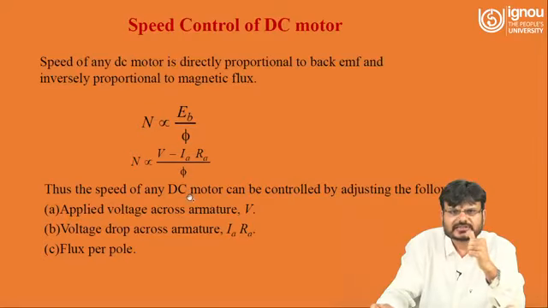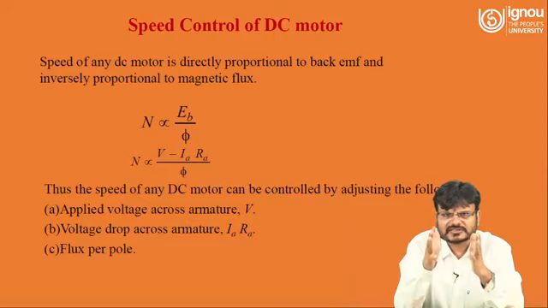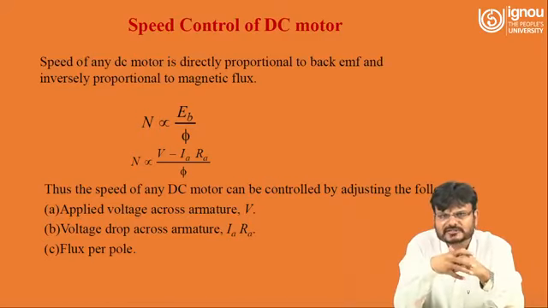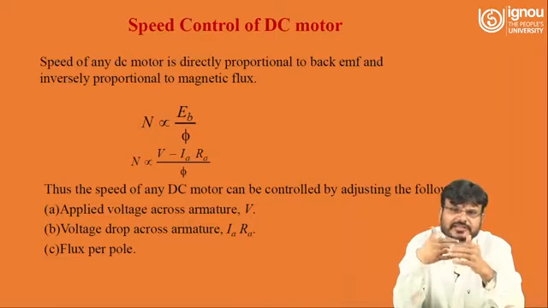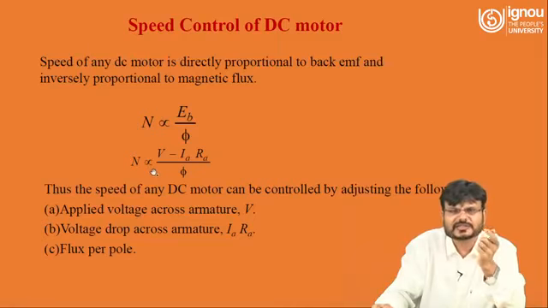The third method is what? Flux method. That means if you are able to control the flux of the DC motor, flux is what? Flux is nothing but the flux generated in the field winding of the DC motor. So if you are able to control the flux of the DC motor, that means you can control the speed of the DC motor. Here you can see that N is inversely proportional to phi. That means if phi increases, the speed of the DC motor will decrease. If phi decreases, the speed of the DC motor will increase.